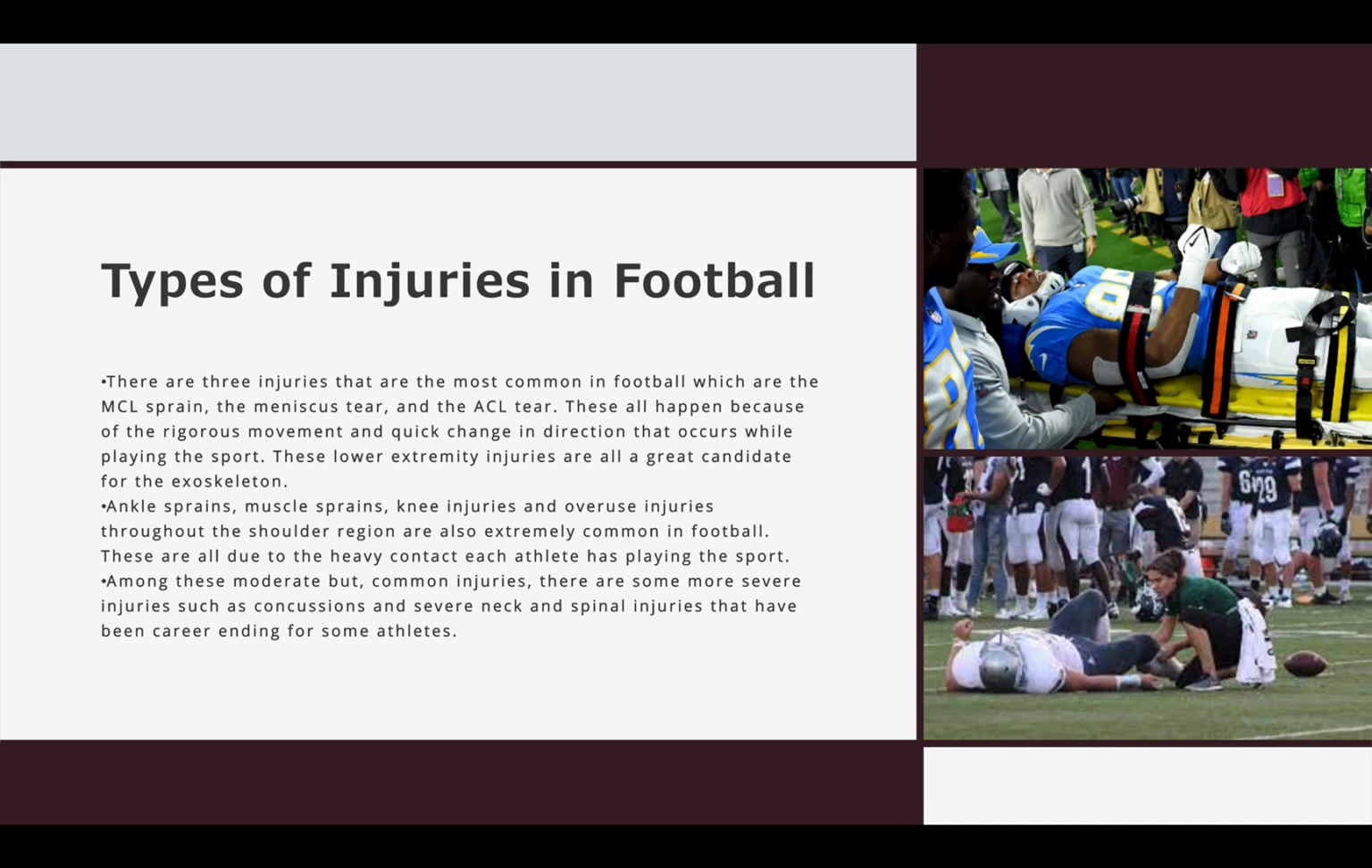Those were some of the less severe injuries. Some of the more severe injuries are things such as concussions and severe neck and spinal injuries, which most times are career-ending, or can cause you to be paralyzed. So an exoskeleton is a very good thing to use after a traumatic injury. That way, you can do simple things, because even though you might not be able to play football again after you get paralyzed, it's still good to have something to help you move around at home and do simple little things such as go to the restroom.